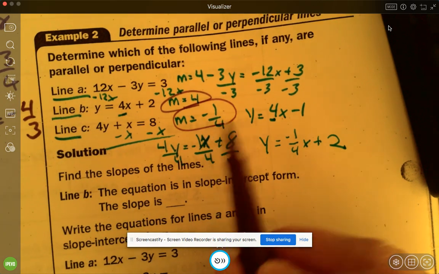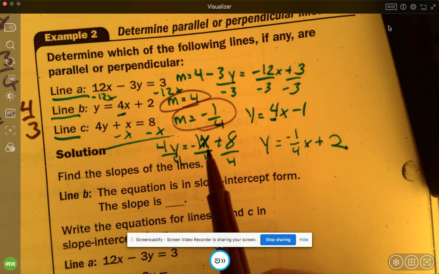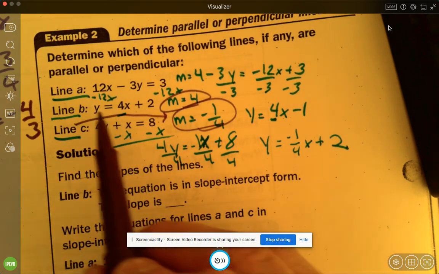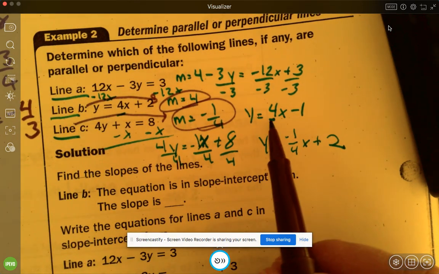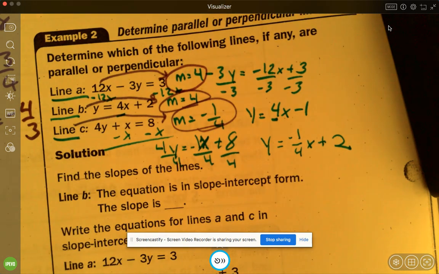For line B, the slope's negative 1/4. And for line C, no. Line C is negative 1/4. Line B is 4. And line A is also 4. That's what happens when I don't use all the blanks.